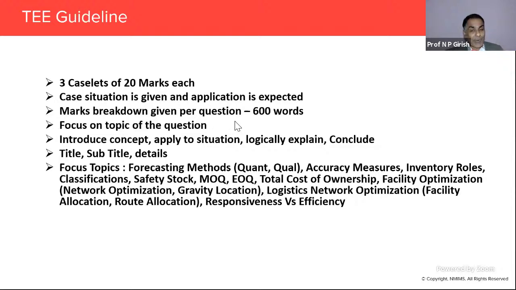Focus on the topic in the question. So when I'm talking about, let's say, total cost of ownership, focus on that. Don't really get into minimum order quantity or economic order quantity. When I talk about inventory models, maybe you can talk about inventory classification, so talk about the classification, not about EOQ, MOQ, or reorder point, etc. Stay within the topic as much as possible for your sake of time and completion.